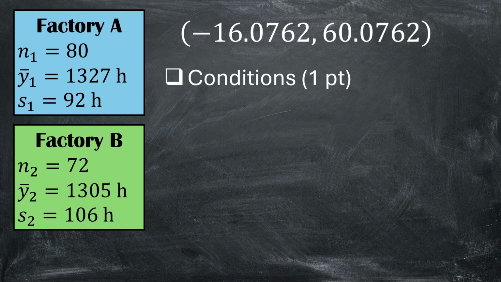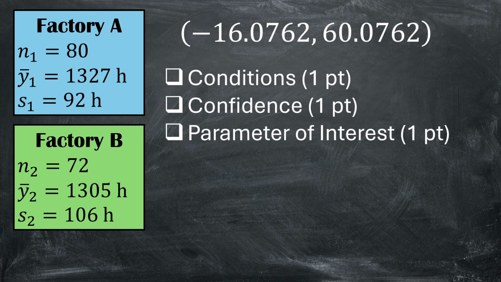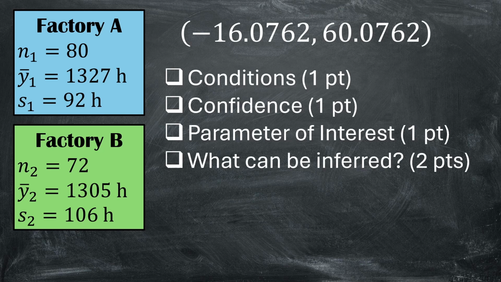So just to remind you what I want to see, you're going to mention the conditions for the central limit theorem to apply. You're going to mention the level of confidence. You're going to say something about the parameter of interest with respect to this interval. And then you're going to tell me what you can infer about the parameter of interest from the interval. So here, pause the video, take a good 5 minutes, write down your best interpretation of this interval, and then we'll see what you got. So pause the video now, please.